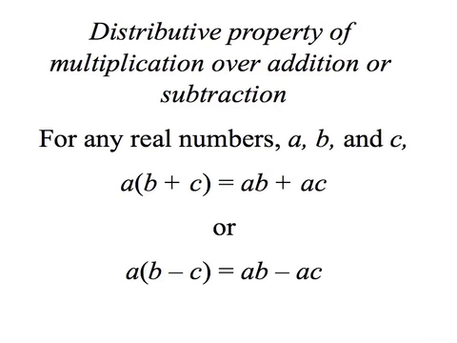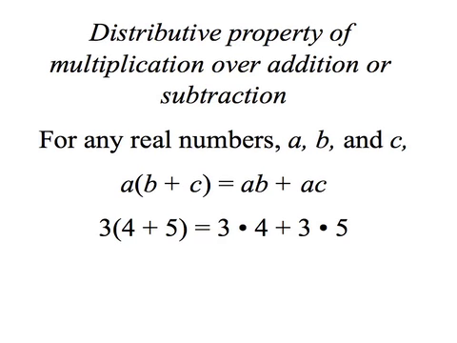And here's another important property, the distributive property of multiplication over addition or subtraction. For any real numbers a, b, and c, a times the sum of b plus c is equal to the product of a and b plus the product of a and c. Or, when we use subtraction, a times the difference of b and c is equal to the product of a times b, take away the product of a times c.